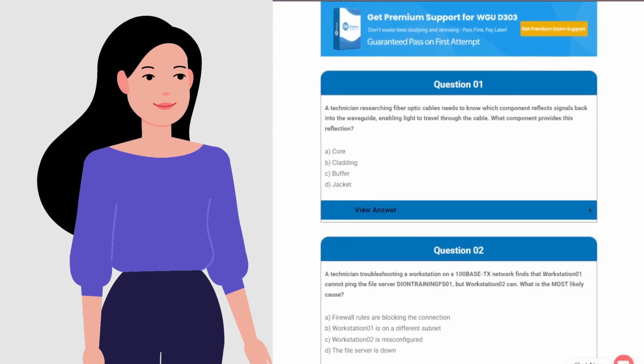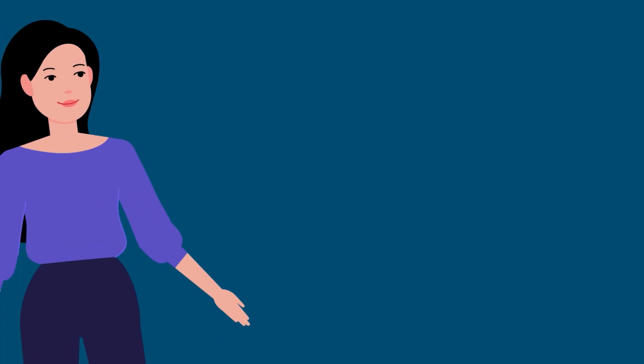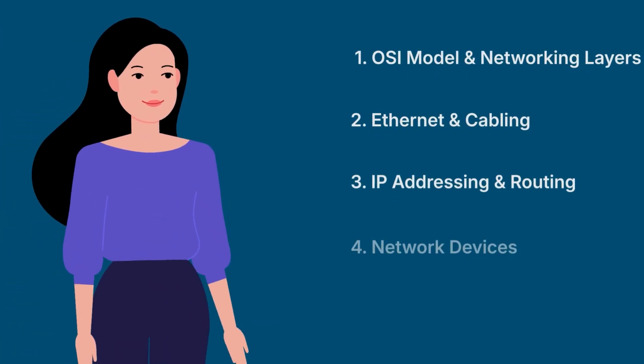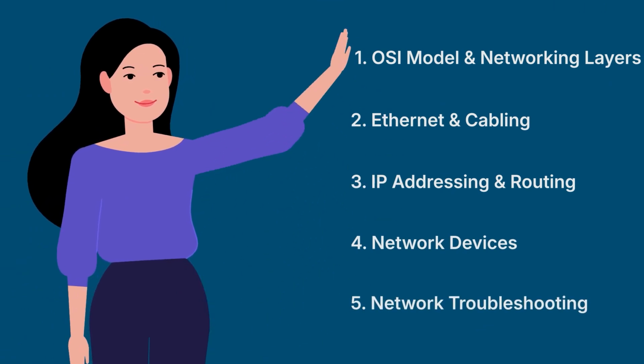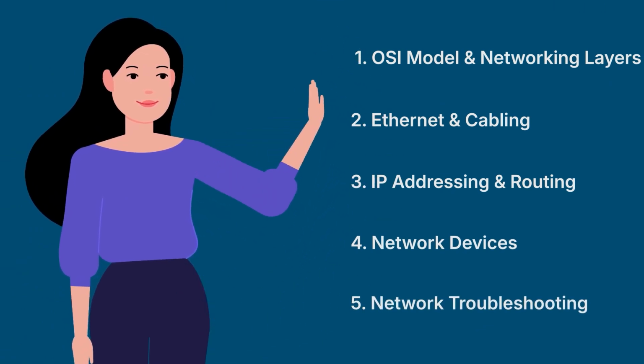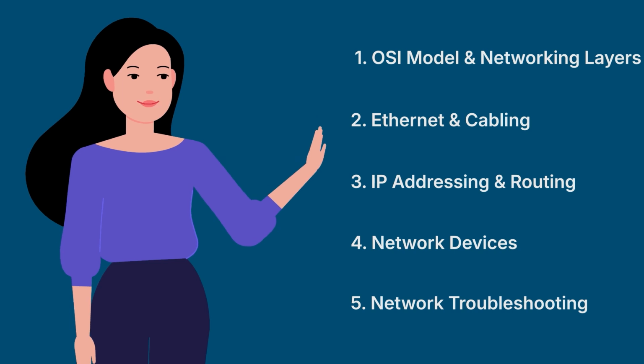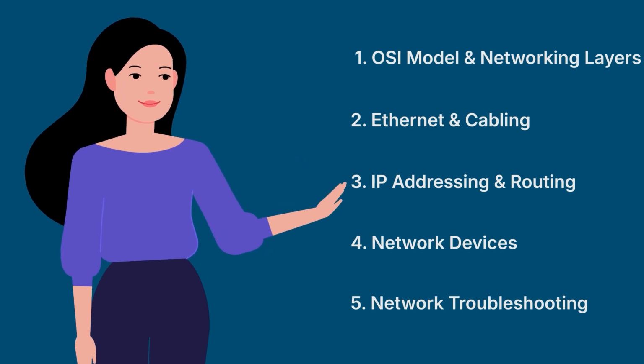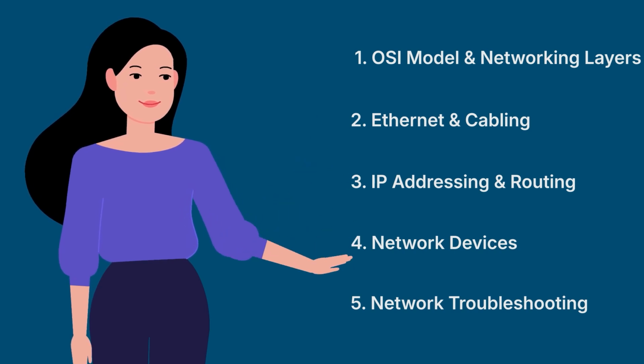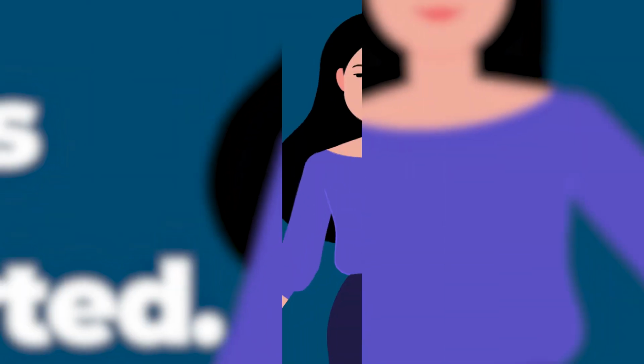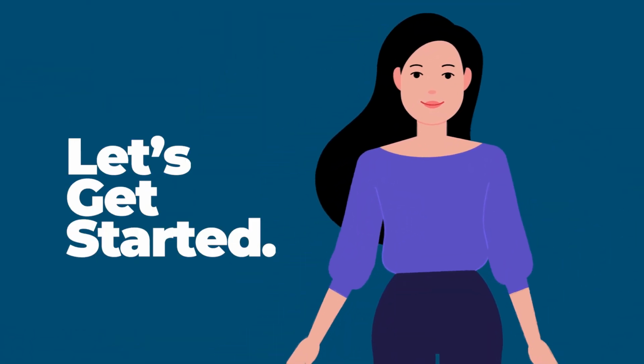D325 course. In this video, we will cover questions from OSI model and networking layers, Ethernet and cabling, IP addressing and routing, network devices, and network troubleshooting and tools. So, let's get started.